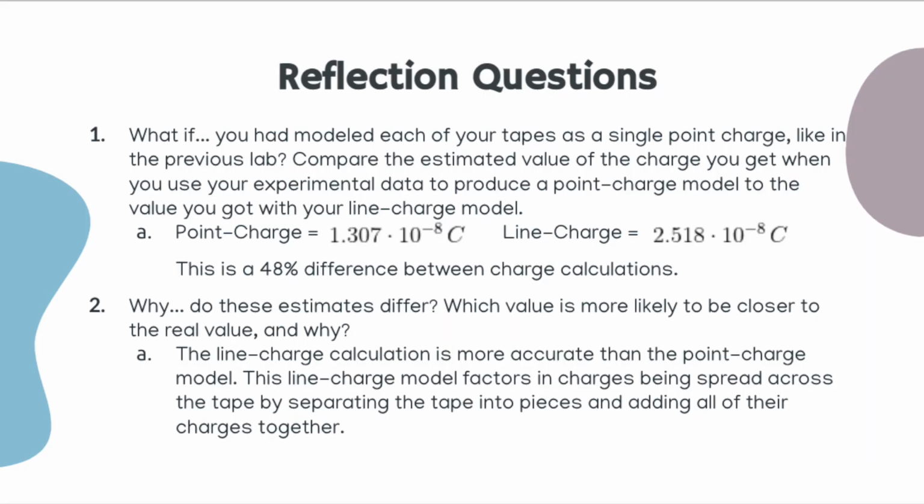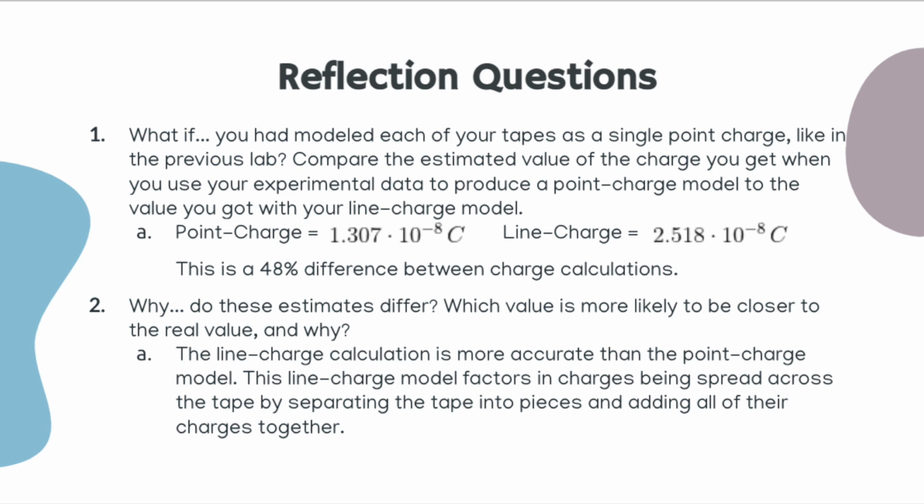Now, what if we had modeled each of our tapes as a single point charge like in the previous lab? Well, in the previous lab, I calculated that the charge of the tape, if we were to treat it as a point charge, was 1.307 times 10 to the negative 8 coulombs. And in this lab, I calculated the line charge calculation to be 2.518 times 10 to the negative 8 coulombs. This is a 48% difference between charge calculations.